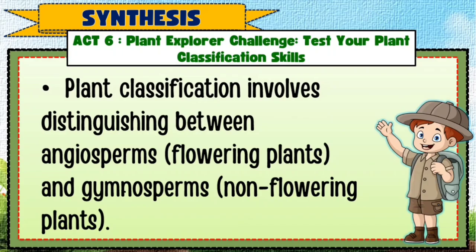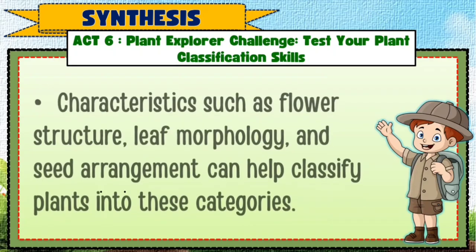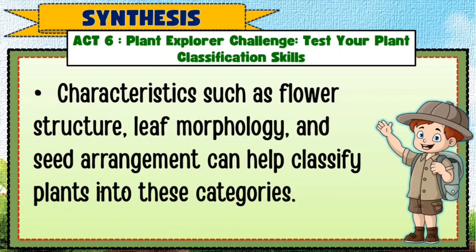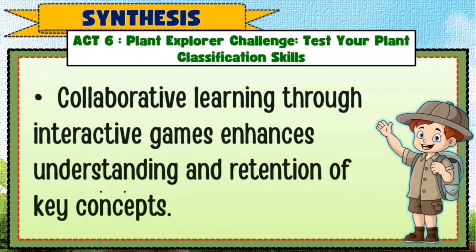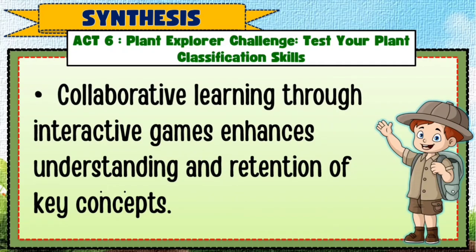Synthesis. Plant classification involves distinguishing between angiosperms, which are flowering plants, and gymnosperms, which are non-flowering plants. Characteristics such as flower structure, leaf morphology, and seed arrangement can help classify plants into these categories. Collaborative learning through interactive games enhances understanding and retention of key concepts.